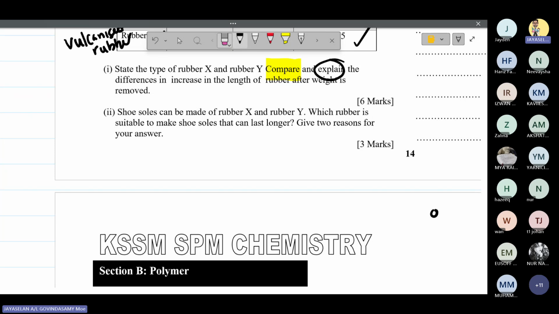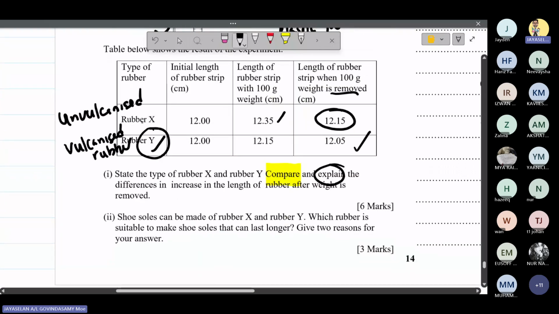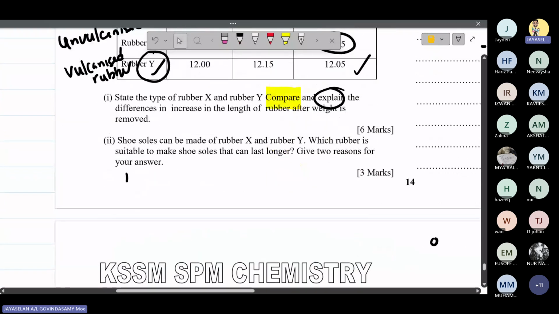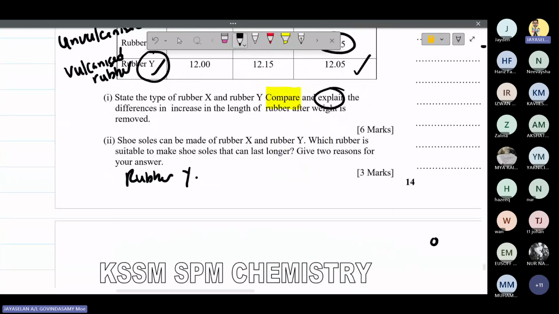So I choose rubber white. So kau tengoklah rubber white, vulcanized rubber. So I choose rubber white. 1 mark. Kenapa? Because rubber Y is not easily oxidized, tidak mudah teroksida. So dia punya tapak takkan aus dengan cepat.